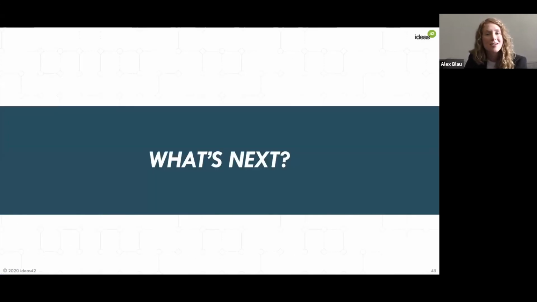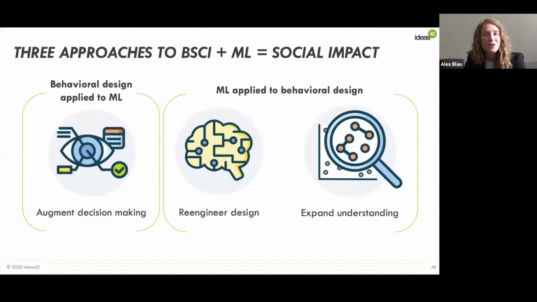Okay, with that, let me talk a little bit about what's next, and then we'll open it up for questions. So you'll recognize this slide. Our portfolio is comprised of 3 approaches to applying behavioral science and machine learning together.